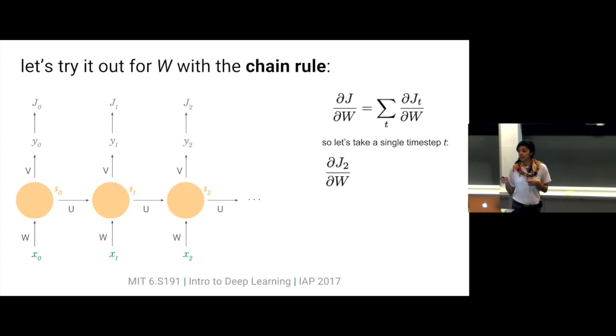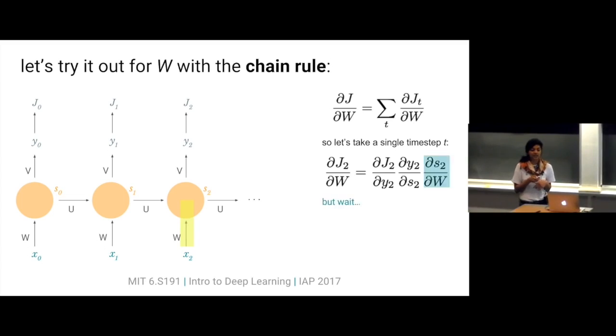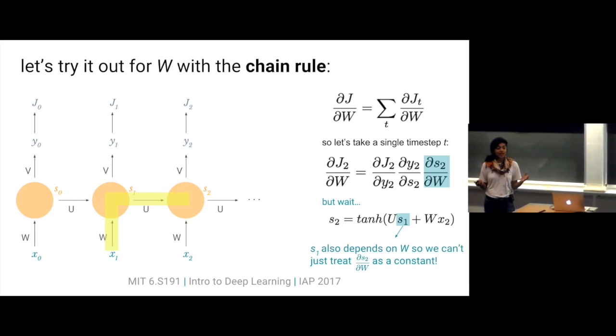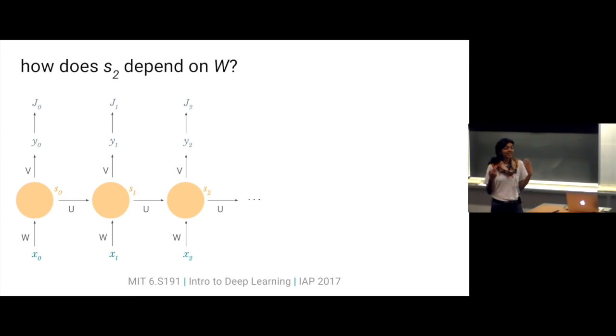We know the loss depends on the output, the output depends on the cell state, and the cell state depends on w. But unfortunately, it's not actually that simple, because if we look at that last term, we can see that the cell state, in addition to having w fed into it, also depends on the cell state at time 1, which also depends on w. So we can't just treat that last term as a constant. We have to expand it even further, because the cell state at time 2 depends on w in many different ways.